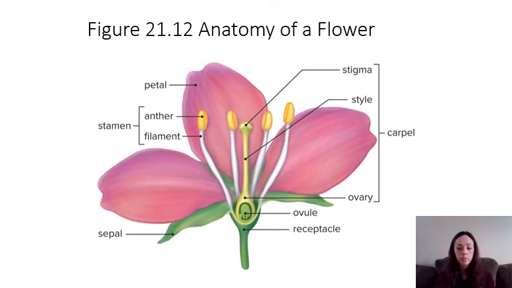The male part of the plant, which includes the anther and the filament, are located here. Notice how there's going to be multiple male parts in the flower, while generally there's just going to be one female part. And then, of course, you have the big petals here. The main purpose of the petals is to attract various kinds of pollinators. Different flowers will have different colored petals because it is meant to attract a certain kind of pollinator.